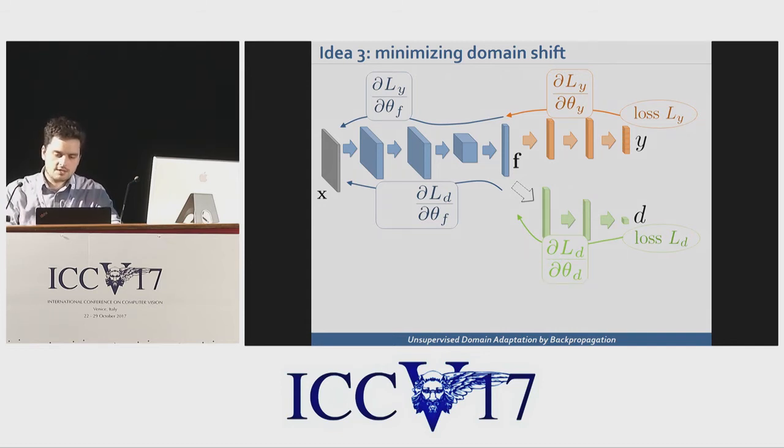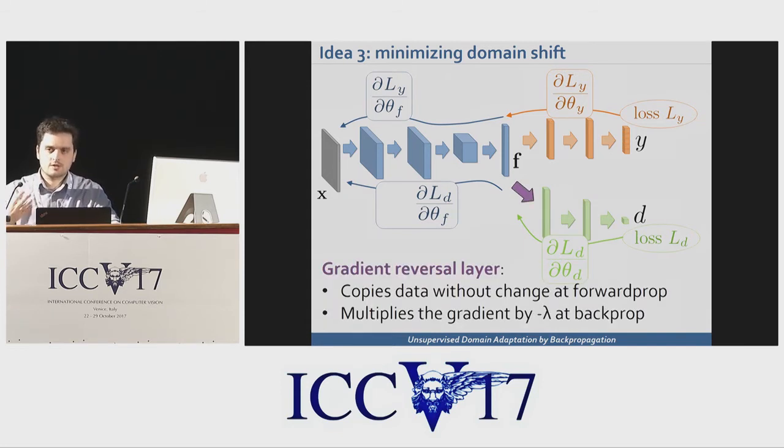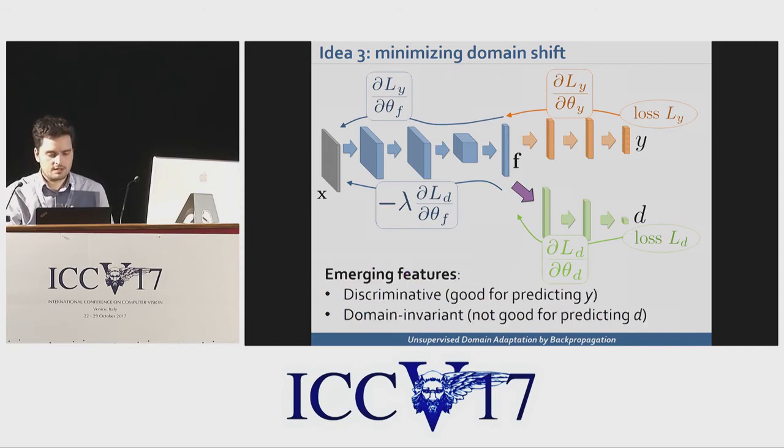So the easiest thing I can do is reverse the gradient when it comes during backpropagation from the domain classifier into the feature extractor, by multiplying it by some small negative constant. And then, if the learning process is successful, I will get features which are domain invariant, at least from the viewpoint of my domain classifier. Okay, that's the idea of how we'll proceed.